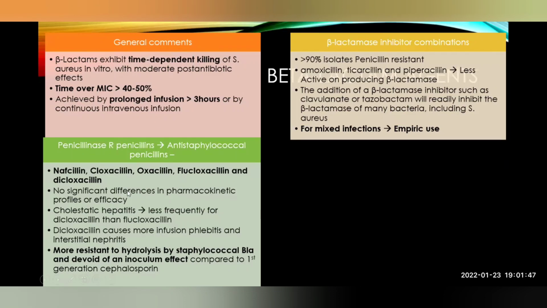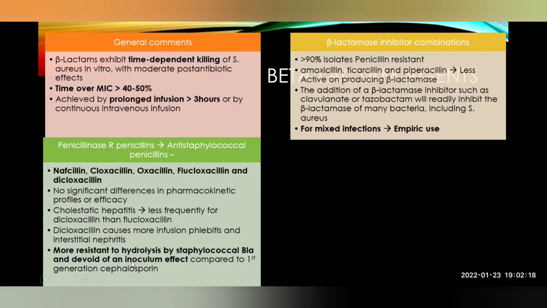There is not much difference between the pharmacokinetic profiles or the efficacy among these, but it has been seen that dicloxacillin has a lower potential to cause cholestatic hepatitis, though with dicloxacillin there is higher infusion associated phlebitis as well as interstitial nephritis. But these anti-staphylococcal penicillins are preferred over your first generation cephalosporin.